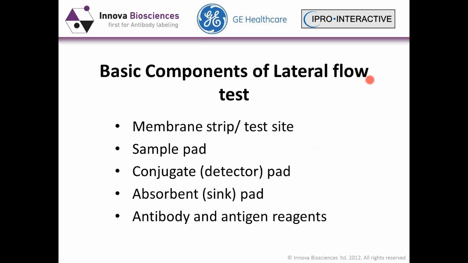The basic components of a lateral flow test involve these five components, which are membrane strips, test site, sample pad, conjugate, absorbent, and the antigen antibody reagents. The next speaker, Klaus, will talk about the first four points, and I'll be only addressing the last one.